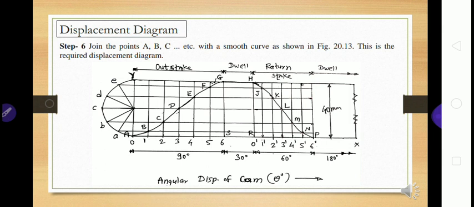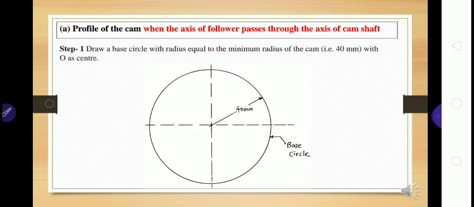This you should understand. Now secondly, you have to draw the cam profile. You have to draw the cam profile two times. Firstly, it is asked in the problem to draw the cam profile when the axis of the follower is passing through the axis of the camshaft. Therefore, the first step is to draw the base circle, and the base circle radius given in this problem is 40 mm. Therefore, firstly draw the base circle of radius 40 mm and mark the center point as O.